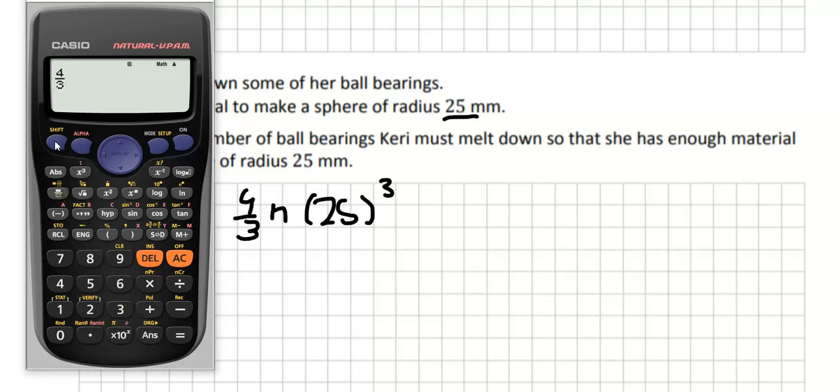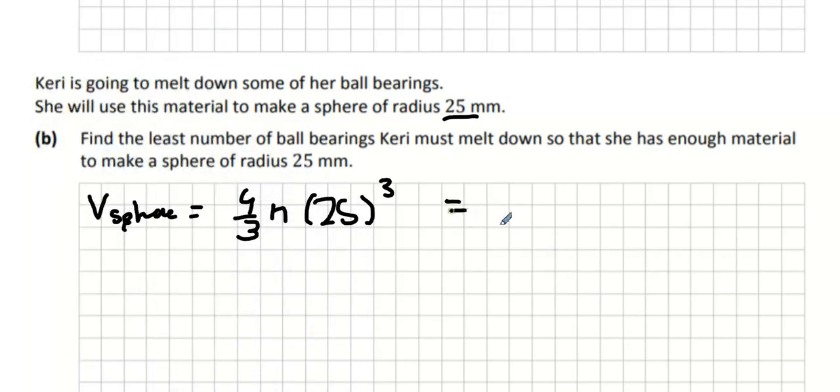Okay, so we put this in the calculator, 4/3 pi, 25 cubed, and what we get here is 62,500 over 3 pi. Okay, once again millimeters cubed.